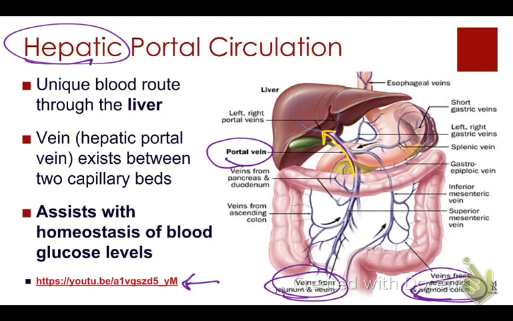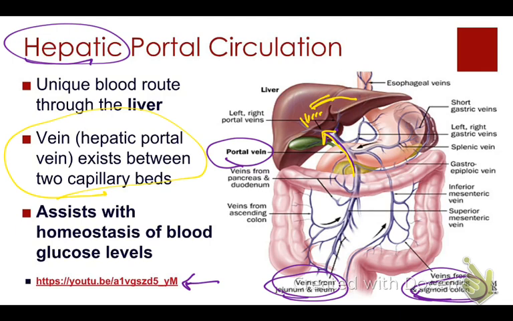Once it's in the liver, this portal vein breaks down into little capillary beds. Then once it drains out of those capillary beds, it's going to come back into another big vessel and go into the vena cava. So the hepatic portal vein exists between 2 capillary beds. The 2 capillary beds that they're talking about are, first, a capillary bed that's in the intestines.